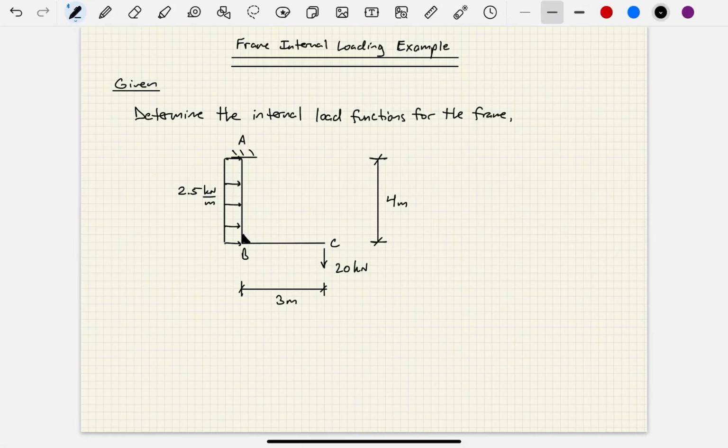Hey everybody, Dr. A here, and in this video we're going to be exploring an example of frame internal loading. So let's dive into it. In the given information, we're being asked to determine the internal load functions for the frame.